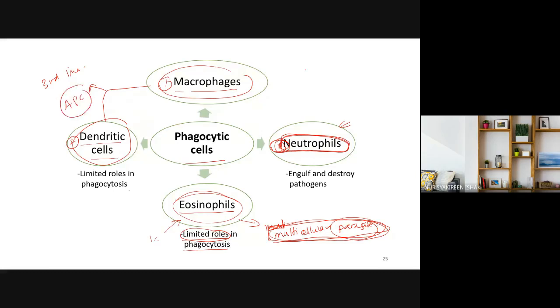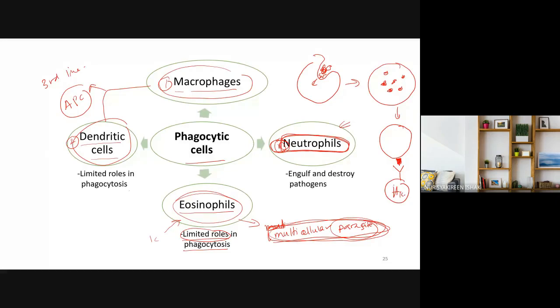cell. Maksudnya bila macrophage ni dia dah engulf pathogen tu, inside this macrophage, dia akan degrade. Okay, it will degrade the pathogen into fragments. Into fragments, we call it antigen. So at the surface of this macrophage, it will present the antigen to another cell. We call it helper T cell. Okay, helper T cell.